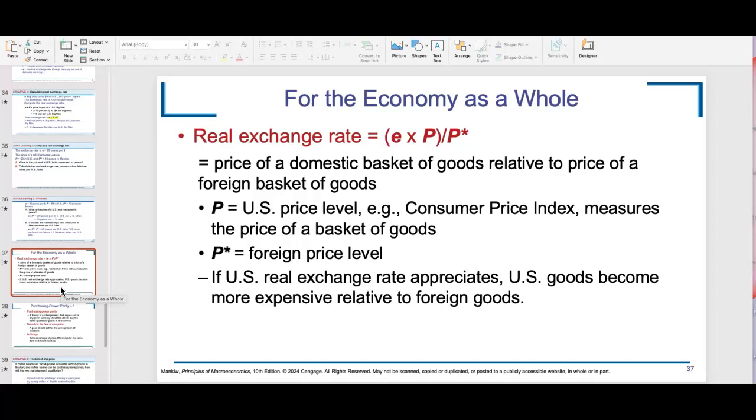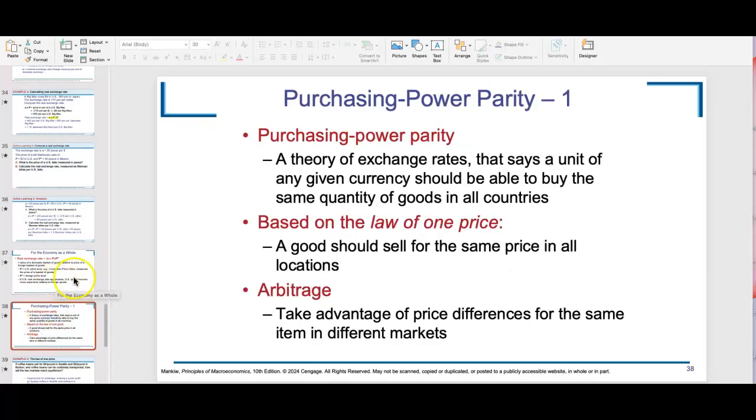If the US real exchange rate appreciates, right? So our currency becomes stronger, there's a strength of the US currency, our US goods become more expensive. If US goods become more expensive, what happens? We're going to export less. This is why we want to know the exchange rates. We want to figure out the real exchange rate, because when we use the price level, then we're going to know if those exports and imports are going to be more expensive or less expensive.